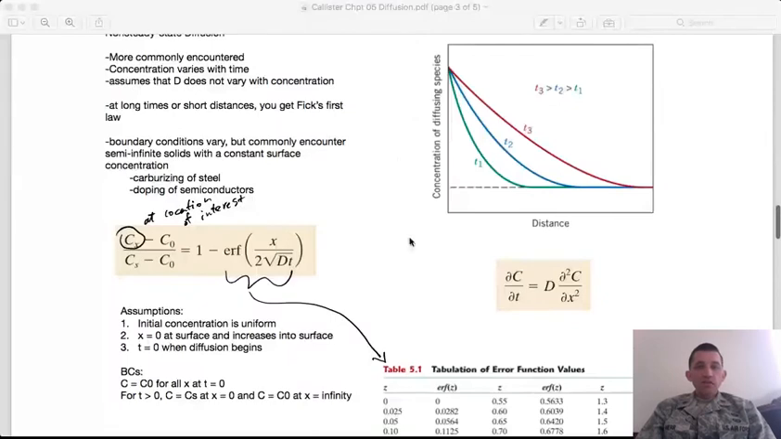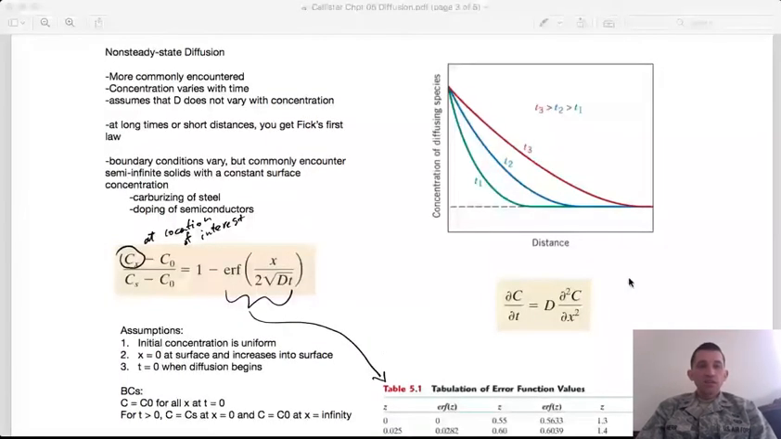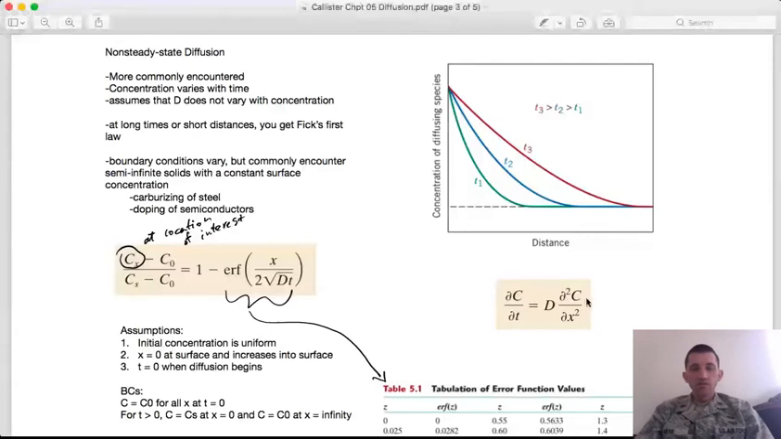And non-steady state diffusion is described by what we call Fick's second law. That is where we have a changing concentration with time that is dependent upon the second derivative of concentration in space times the same diffusivity. So we have a curvature of our concentration gradient that is changing with time. And the solution to Fick's second law is dependent upon what boundary conditions we impose.